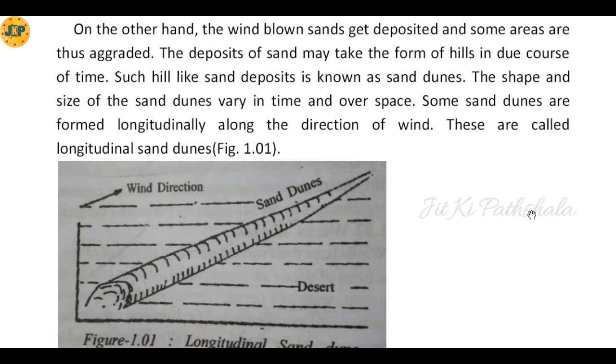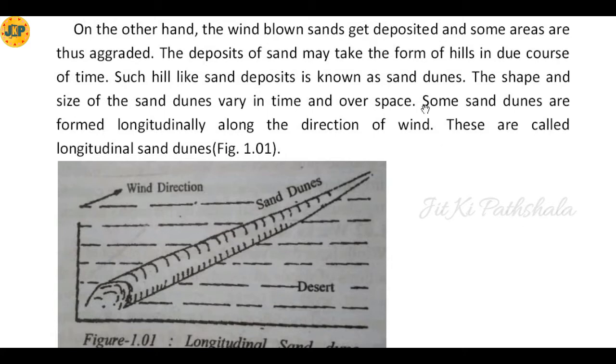In simple terms, I will try to explain. Sand dunes are those small hills which are generally created by deflation. That means because of deflation, when sand and dust are carried from one place to another, finally these sediments are deposited in a place where the surface may be raised up and it may take the form of a hill, which is known as a sand dune. The shape and size of the sand dunes vary in time and over space. So the shape and size of the sand dunes do not remain the same always.